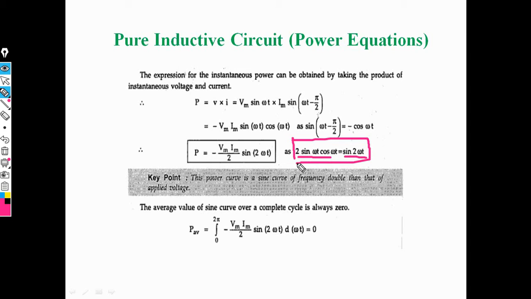That means we need the power equation, and we also need the average power. Average power is very important in a pure inductive circuit. The average value will depend on the power equation, and the average value and power equation will depend on the waveform. Now we have to explain the concept of waveform in a pure inductive circuit.